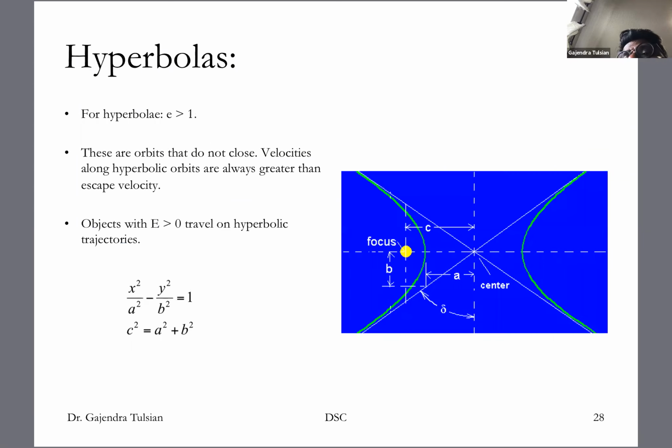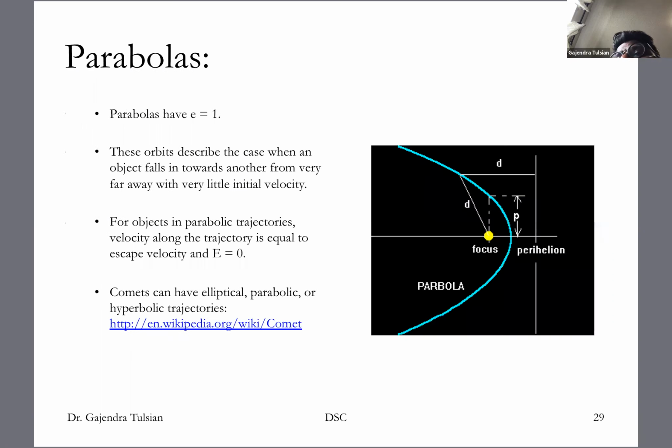So here's a hyperbola, and here's the equation of a hyperbola. Again, I'll let you guys review these. Here's a parabolic orbit. Again, in a parabolic orbit, the energy of this orbiting particle is zero. Total energy is zero.